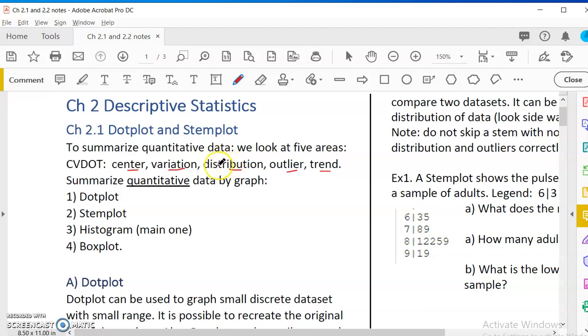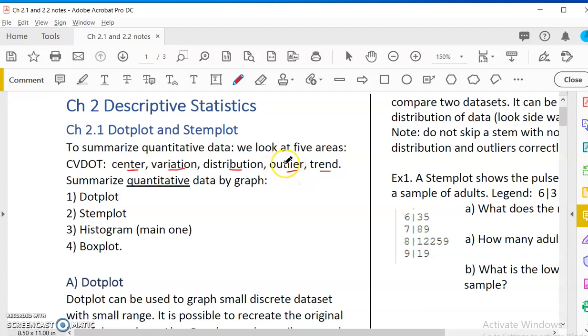That means where is the center? Is it in the high end? Is it in the low end? What's the shape? Or is it right in the middle? Do they spread out? So variation talks about how much they spread out. Do they spread out a lot or are they highly concentrated around a small area? Distribution is about in what shape the data are located, primarily where the center is. Are there two centers like that?